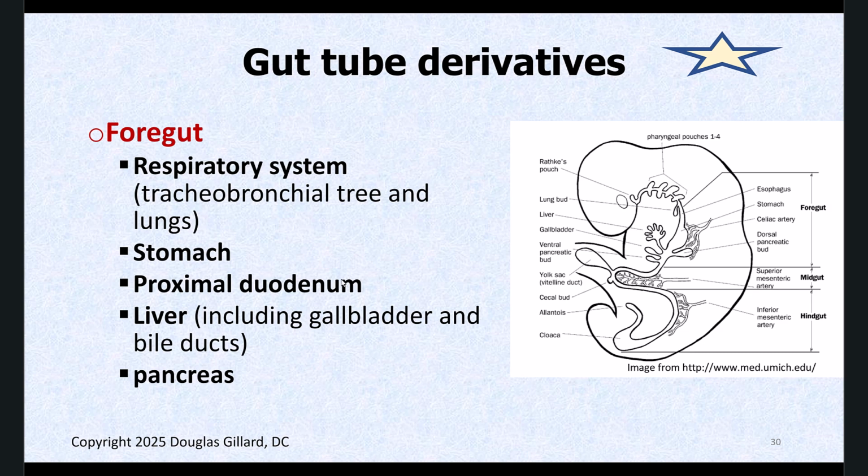So part 1 is that part that connects to the stomach. Part 2 is the descending part, so about half of proximal part of part 2. And the liver and the pancreas all come from the foregut. Guaranteed test questions. High yield slide right here.